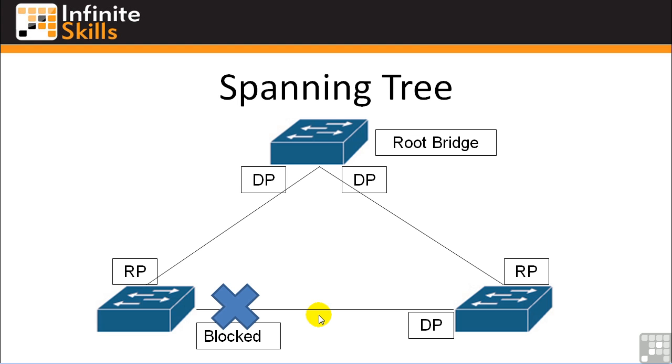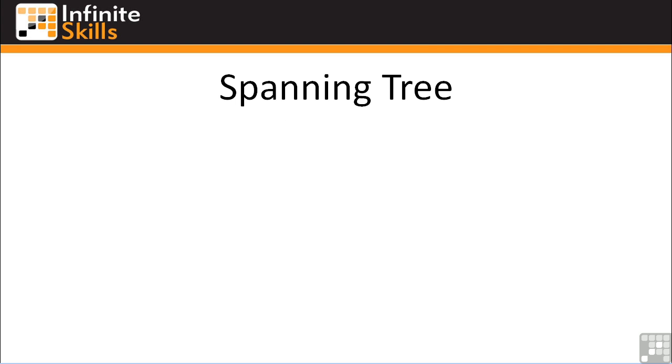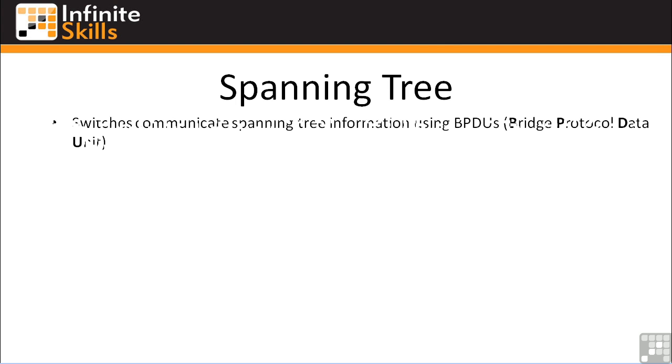And so hopefully with this little diagram, the roles of designated ports versus root ports versus blocked ports are a little clearer. And again, once we see this in the lab, that's when it really clicks for me, and that's when it really clicks for most people, to be honest. So let's move on, and let's talk about the way switches communicate their spanning tree information.